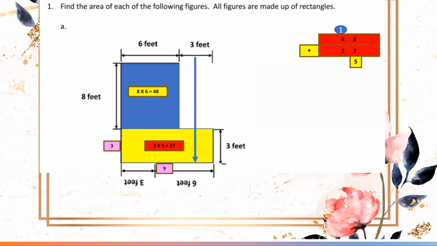All right, now I can add up the numbers that are in my tens place. 1 plus 4 is 5, and 5 plus 2 is 7. So that means that the total area for this figure is 75 feet. Now you may want to go ahead and pause your video so that you can write down all of these measurements and all of this information for letter A.